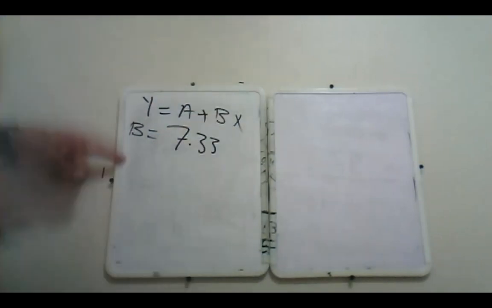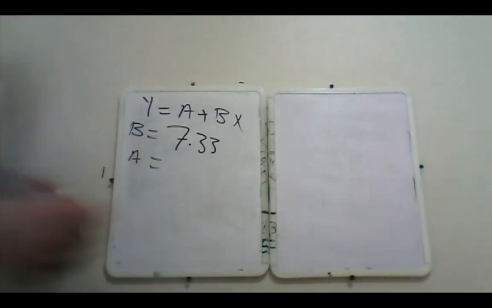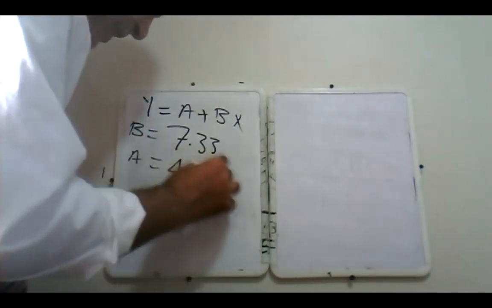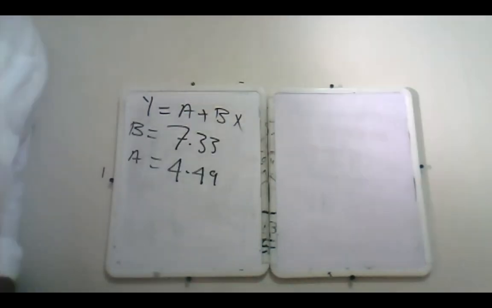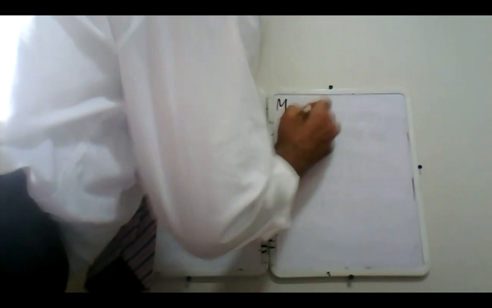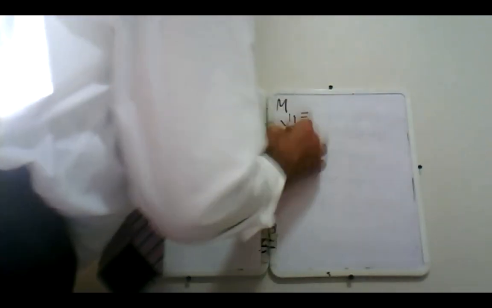7.33. And A or alpha was 4.49. Great. He's telling me forecast because he gave me the series for 10 months, and he's asking for the month 11. Forecast the month number 11. So month number 11 will be, it's like Y.